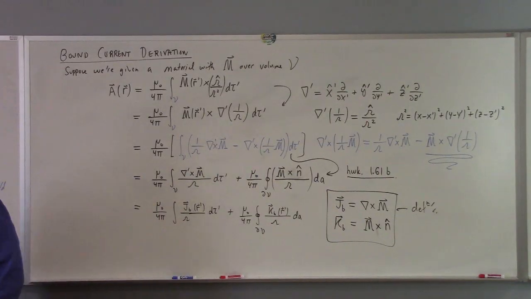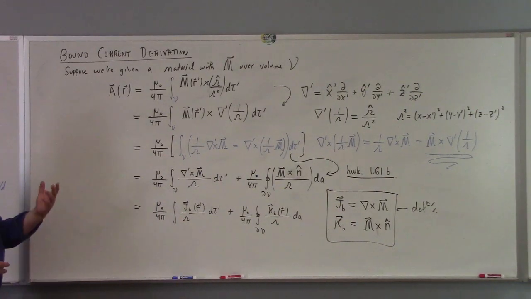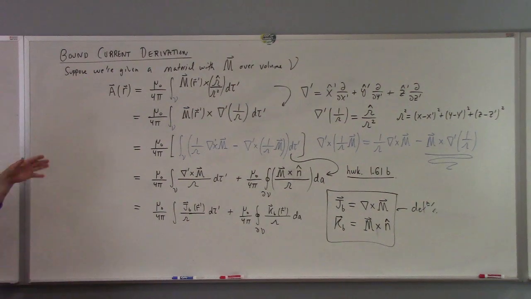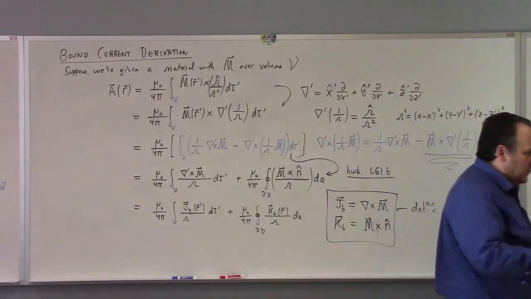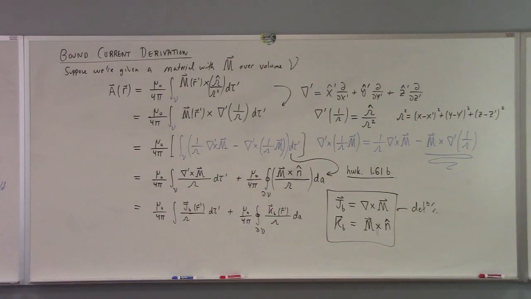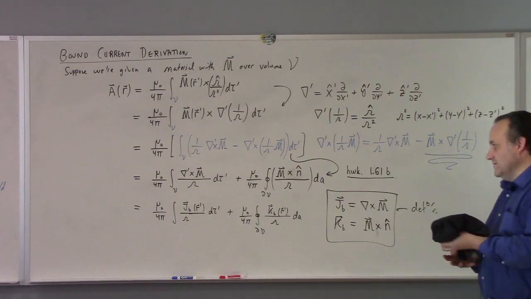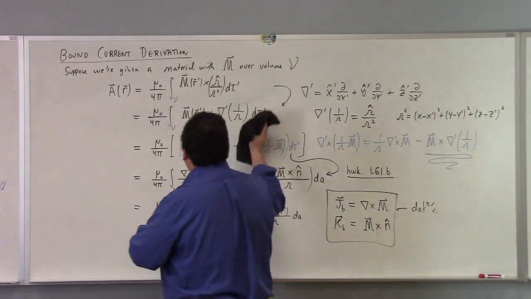All right, so there's that. Now, of course I'm going to erase this, but this is a mathematical derivation of the bound current and bound surface current, right? But that doesn't really answer the question of how that is happening. Where is this bound current coming from?